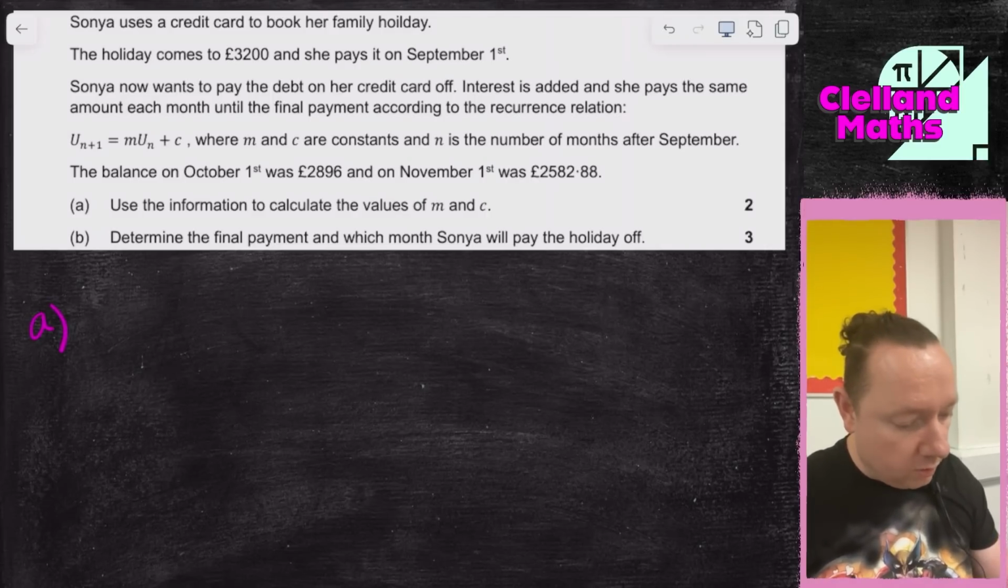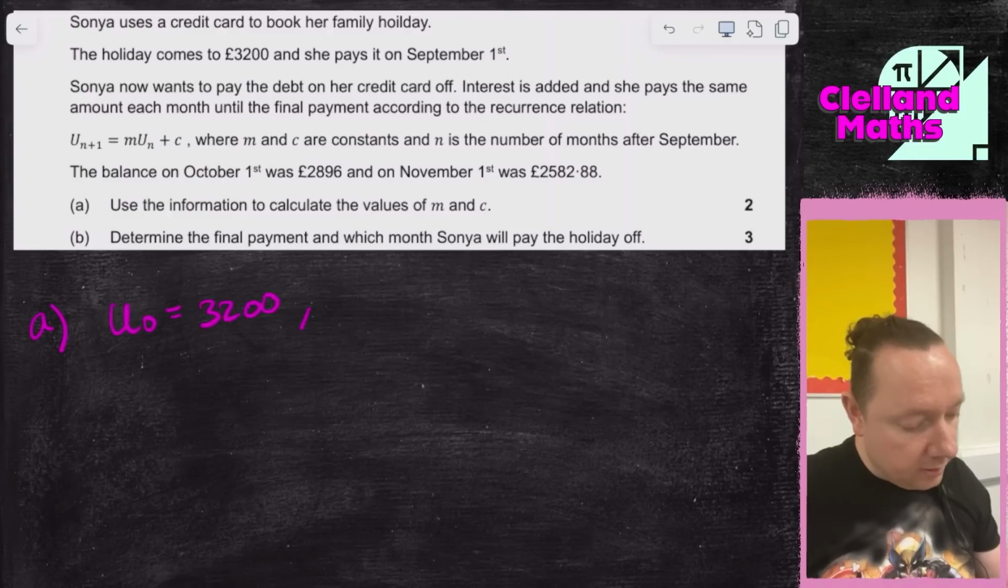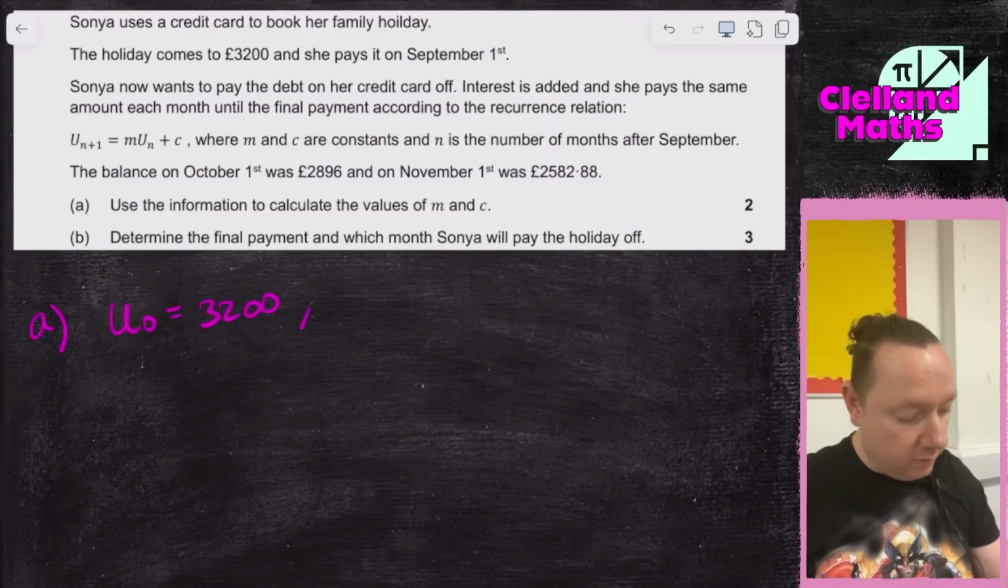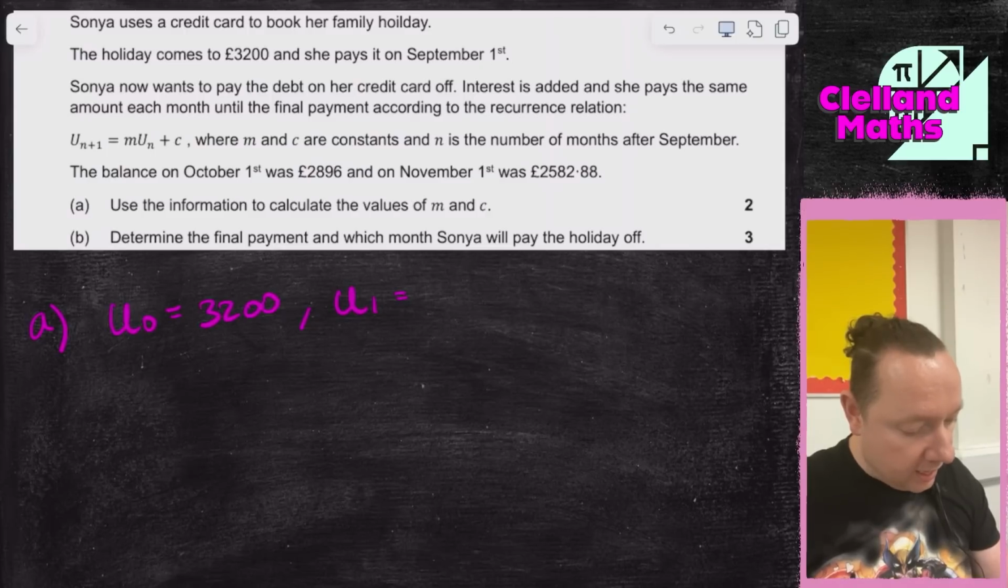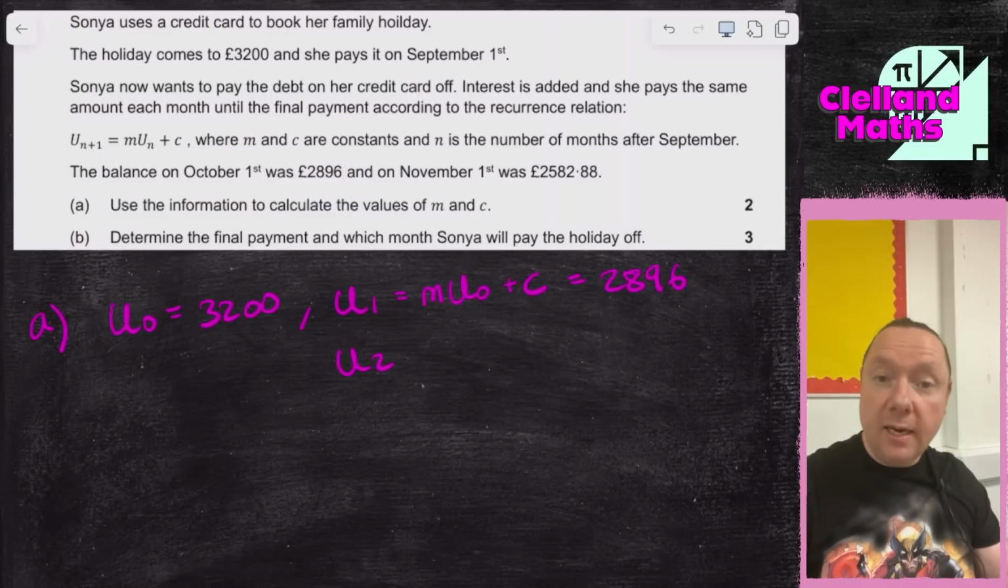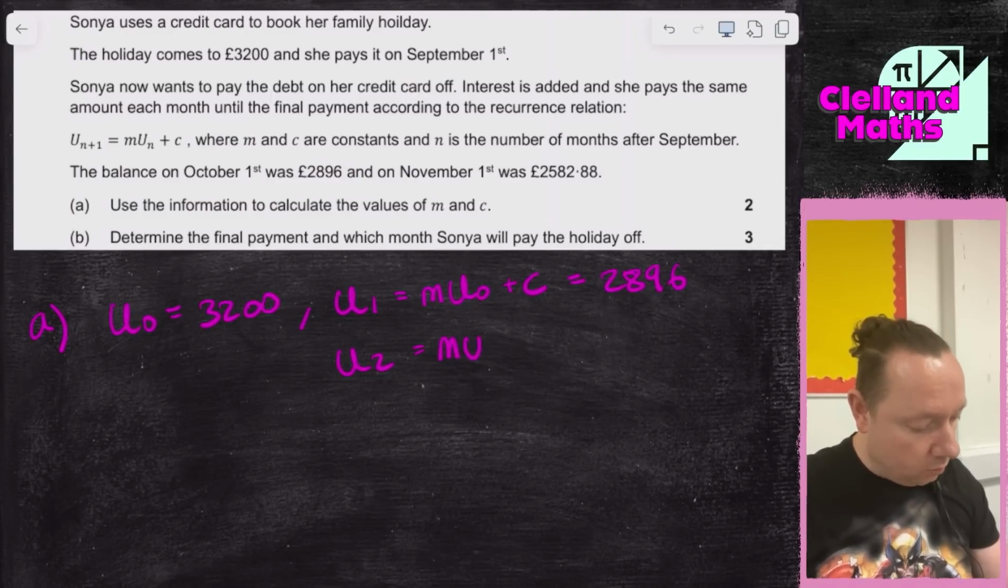we know that the holiday comes to 3,200. So that is our initial condition, 3,200. And then 1st of October is 1 month later, so that's U1, equals M U0 plus C, which equals 2896. And U2, which is the November again, so that's October, November, 2 months, equals M U1, the one before it, plus C, and that's 2582.88.